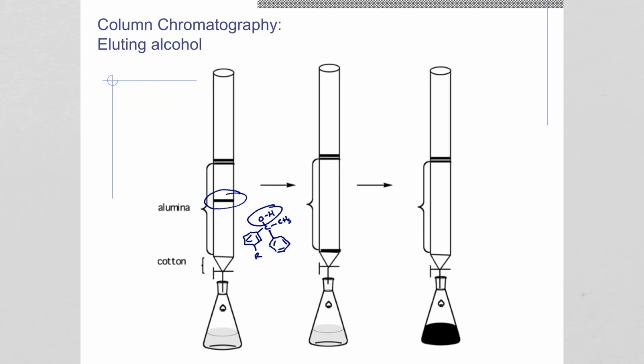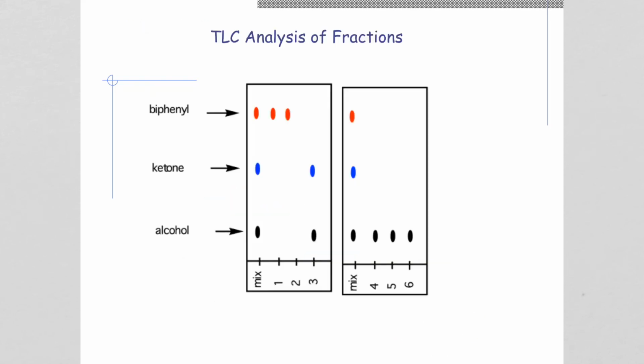Once the alcohol has come down the column and been collected, we have all our fractions. Because, recall, there isn't actually any color, we really can't tell which fractions have our components in them until we analyze them using TLC.